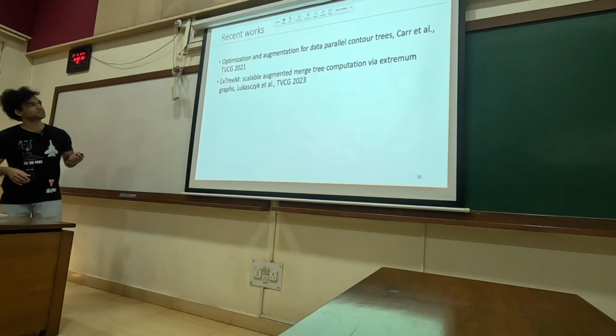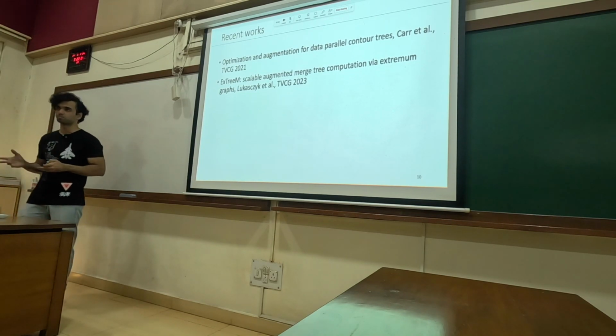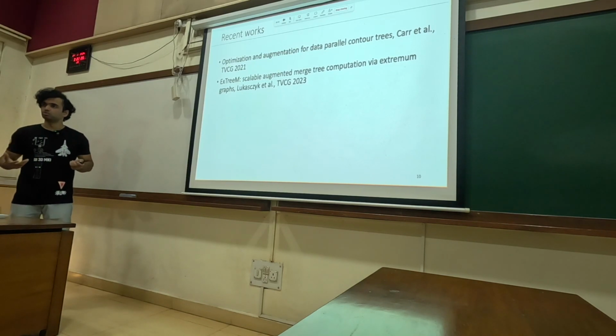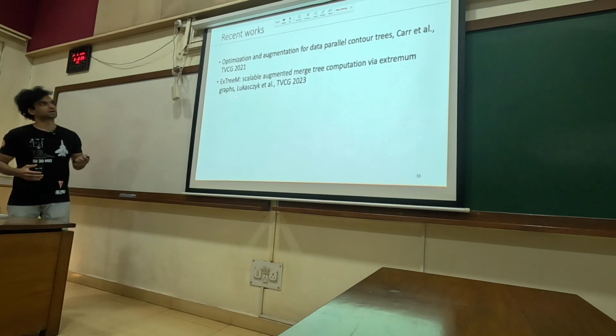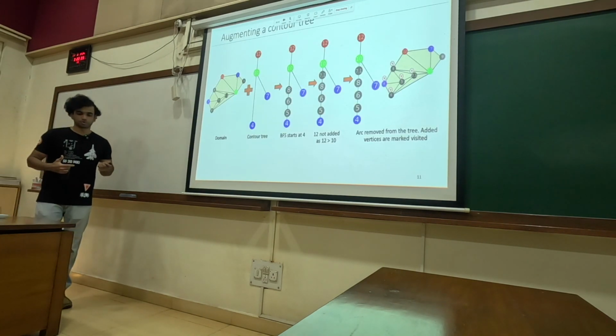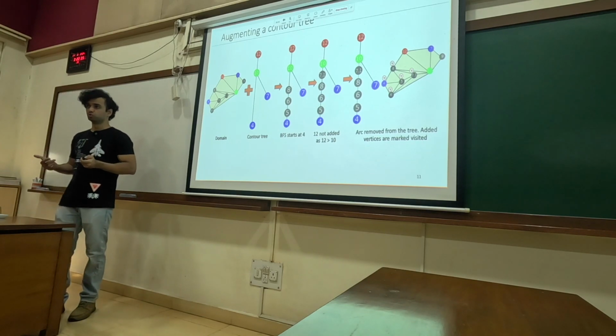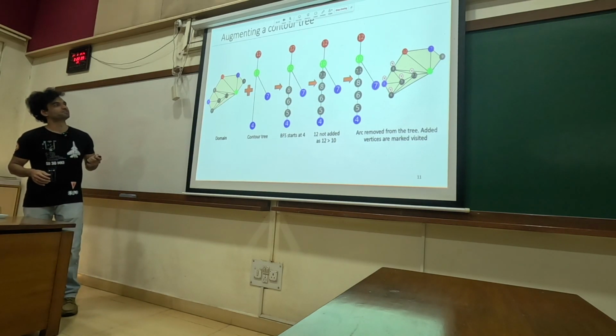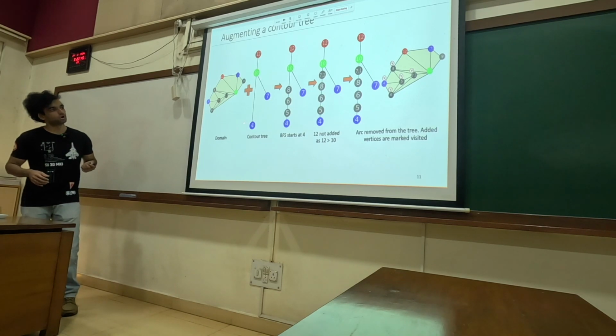these two very recent works. Contour trees have been studied for more than two decades, and still there are works to compute augmented contour trees or contour trees in different scenarios, for example, parallelizable and scalable in these two. We posed a problem of augmenting a contour tree on the fly. That is, I'm given the univariate field, scalar field as input, and its corresponding contour tree as input. And our goal was to augment this contour tree on the fly.